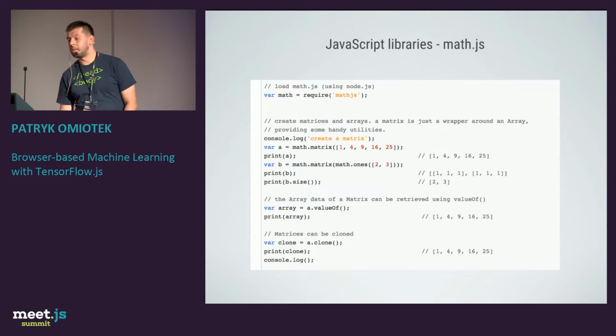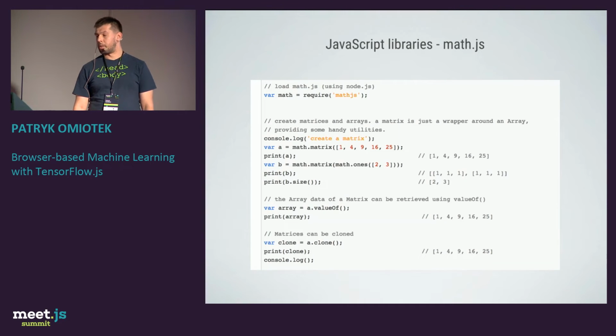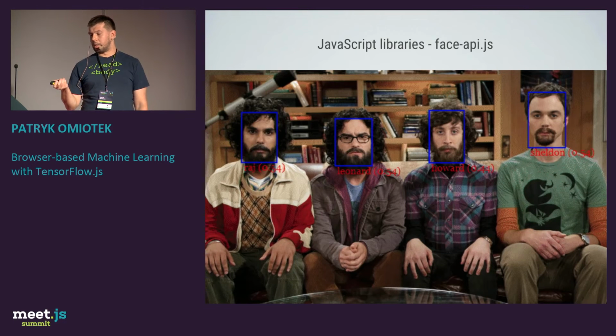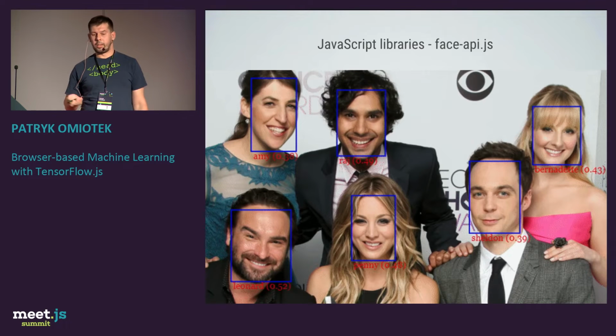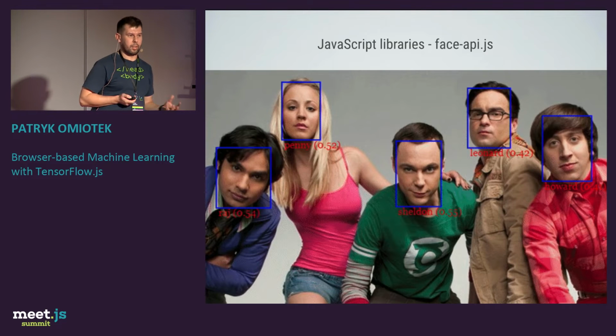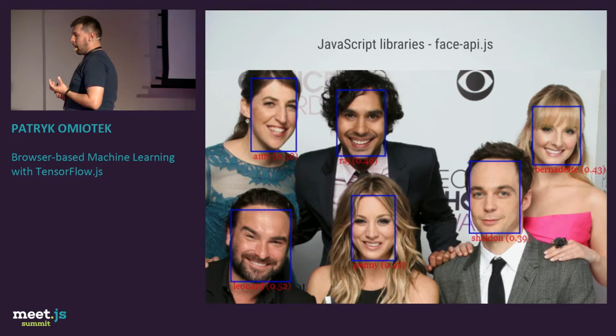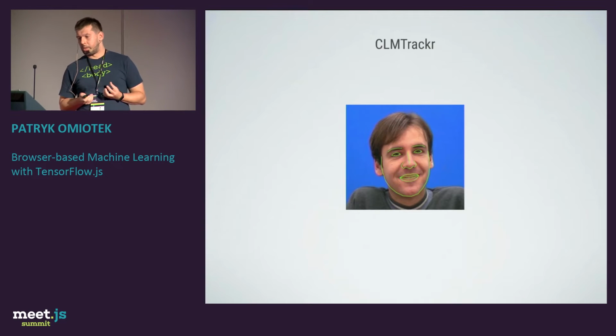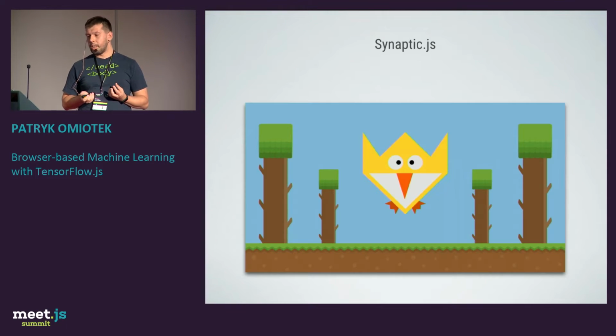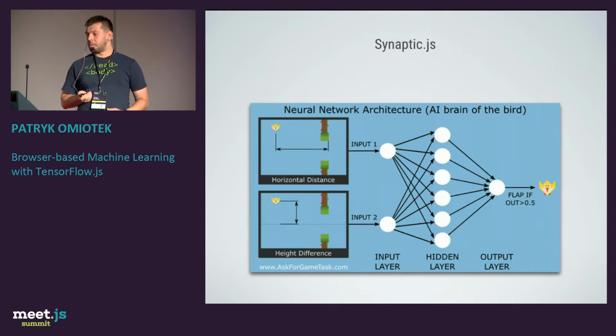Here is a screenshot from meet.js, so you can make simple operations on matrices. And there are many more libraries like Face API, which detects faces and classifies which person is in a particular picture. There is also CLM track. Synaptic is used, for example, for building artificial neural networks.